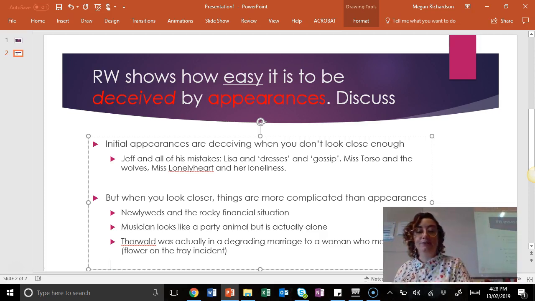Cool. Okay, this is a really good paragraph. I like it. So, what do we do for our third paragraph? It shows how easy it is to deceive by appearances. What should we do for our third paragraph? Deceive by appearances. But sometimes appearances can be correct, I suppose.